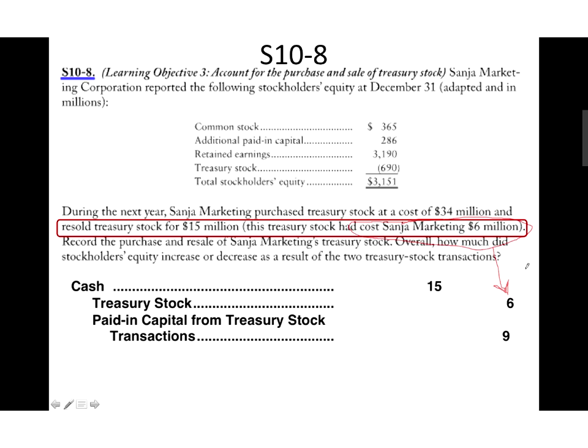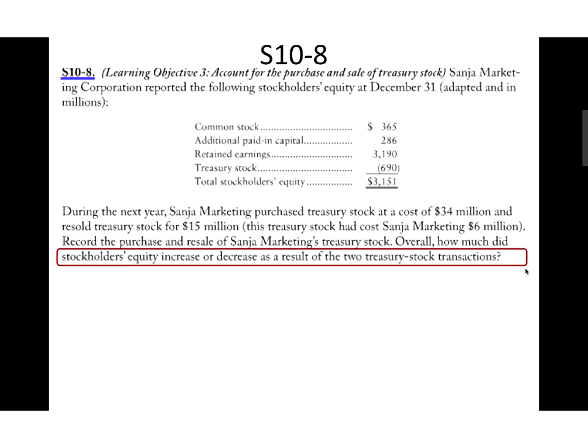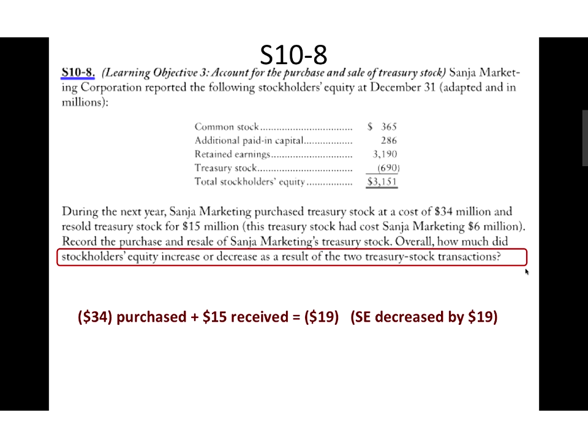Okay, so we've recorded the purchase and the resale. So next, overall, it asks us how much stockholders' equity did it increase or decrease as a result of the two transactions. So we purchased $34 million. So I put brackets around it to show it would decrease stockholders' equity. We sold some for $15, giving us an overall decrease in stockholders' equity of $19. So the answer is stockholders' equity decreased by $19.